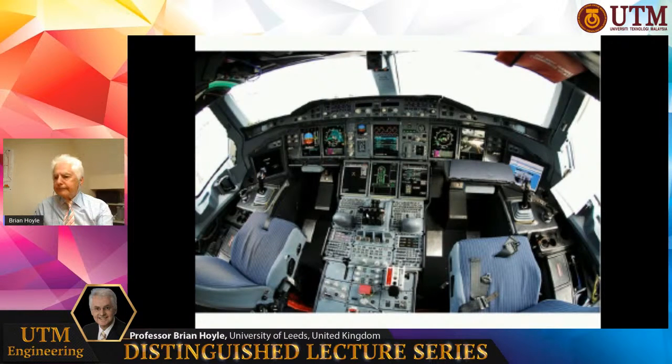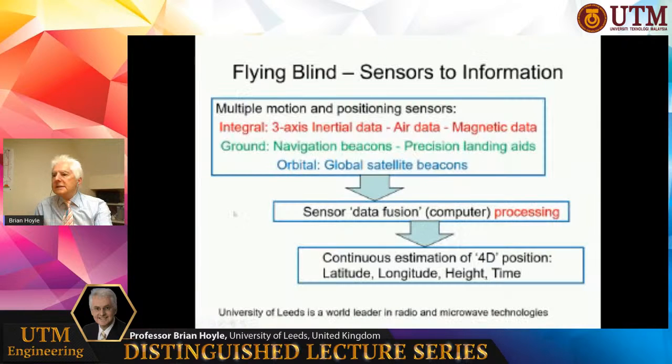So this is a marvelous bit of integration. We've got thousands of sensors. Let's take a little overview. So to sense the position of the aircraft, we have some integral sensors. We have some inertial data sensors, air data sensors, magnetic sensors. We have some ground-based navigation beacons. These are microwave aids, and microwaves is one of the specialisms of my university at Leeds. And we have some satellite sensors as well, or we're sensing satellite data.